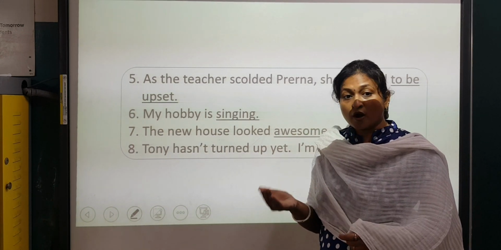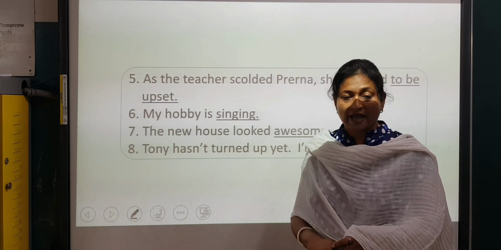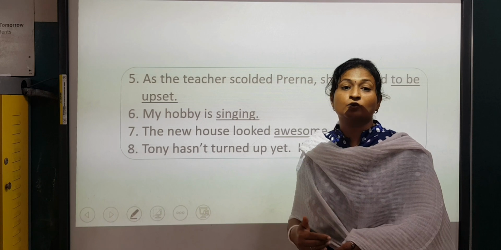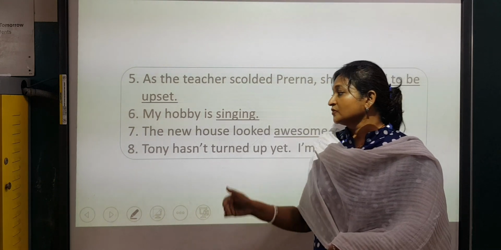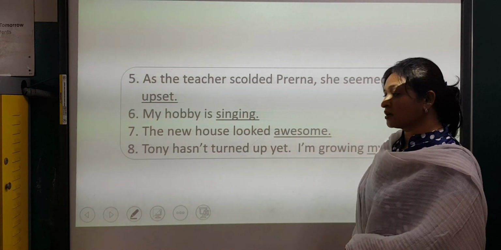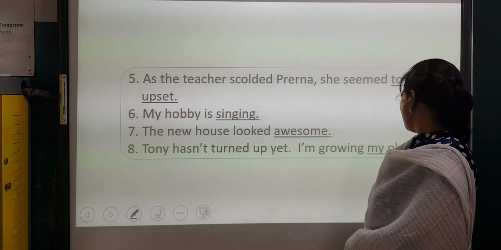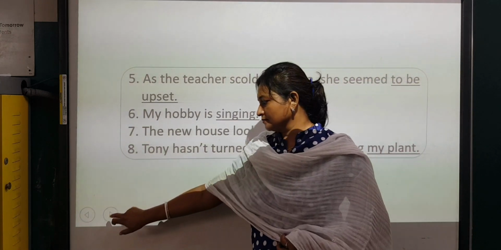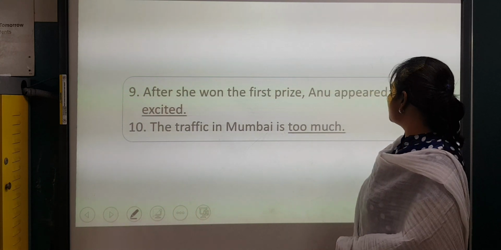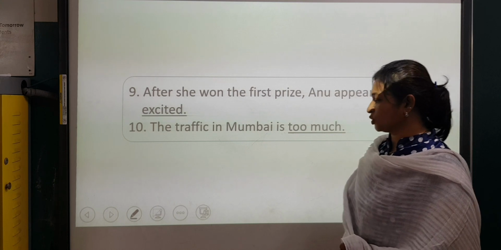If you want to write something else of your own, you can definitely do that, and that's more correct because you have to try to make your own sentences. My hobby is singing. The new house looked awesome. Tony hasn't turned up yet. I'm growing my plant. After she won the first prize, Anu appeared very excited. The traffic in Mumbai is too much.